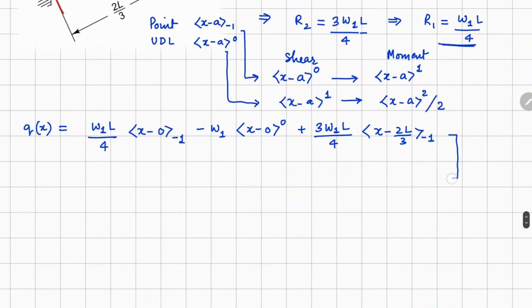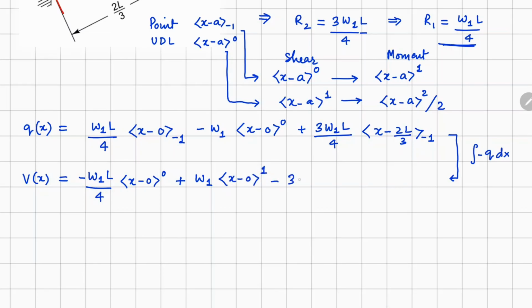From here to the shear force, we can integrate this with a negative sign. That's how we get the shear force. We flip the sign, so minus W1 L divided by 4. Integration will increase the power, so minus 1 becomes 0, plus W1 x minus 0, integration makes it 1, minus 3 W1 L divided by 4, and this integration here will make this power 0.